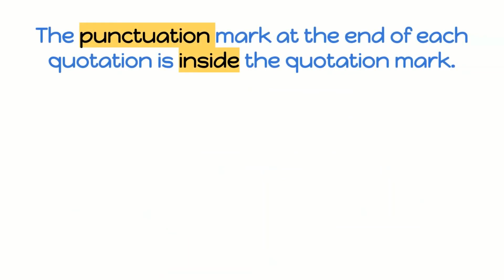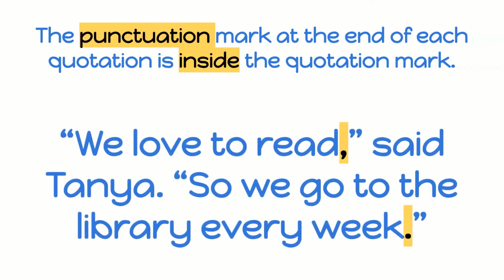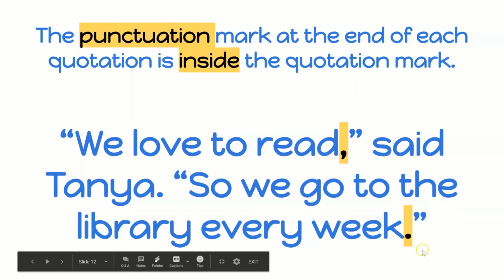Remember that the punctuation mark at the end of each quotation is inside the quotation mark. That doesn't change. So whether it's a comma, "We love to read," said Tanya, it is inside the quotation mark. Or if it is a period, "So we go to the library every week," it is inside the quotation marks. The same rule applies for exclamation points and question marks.